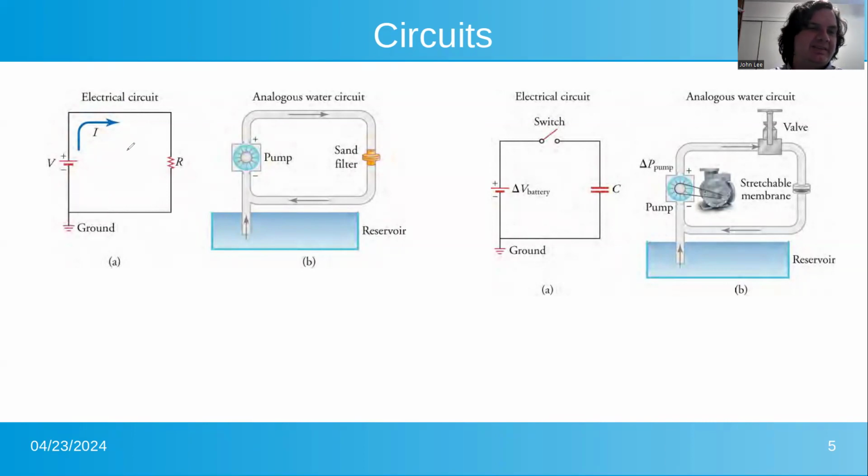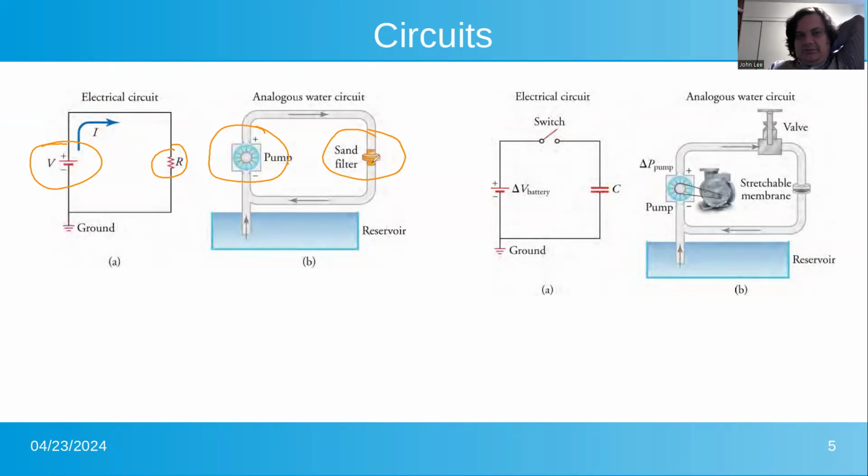But anyways, you have this electrical circuit where we bring it up by comparison to an analogous water circuit, where the battery, which is the V, this section here, is just going to be represented by a pump, and a resistor is represented by a sand filter that makes it harder for the water to get through. And then the ground just refers to the fact that the system has one section that's just buried into the ground.